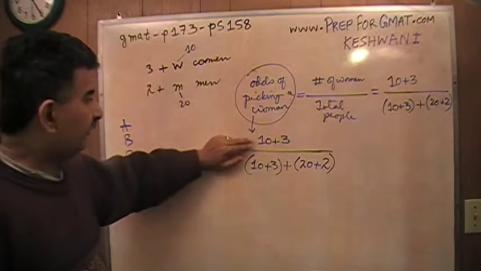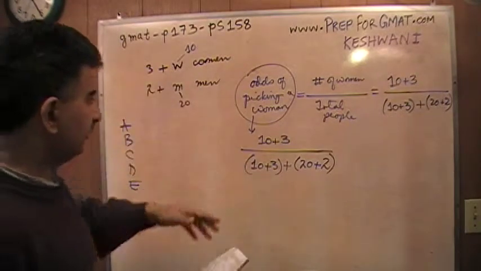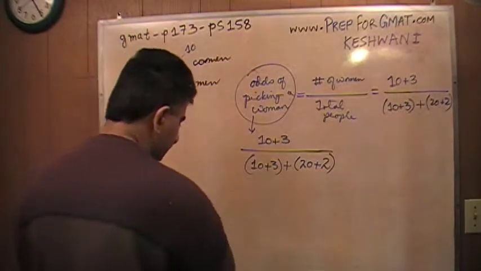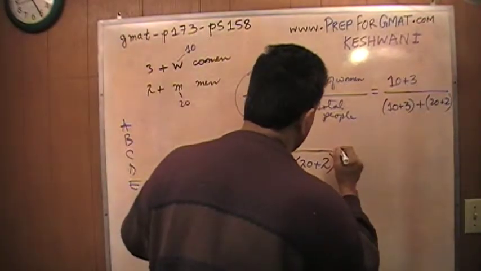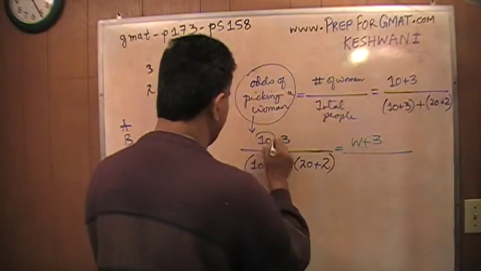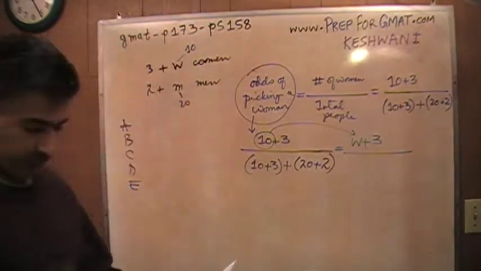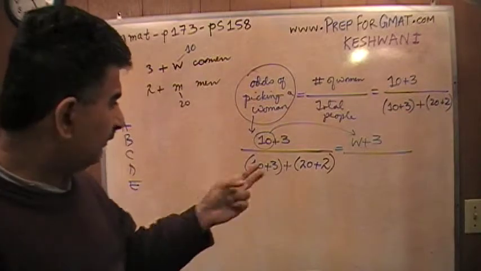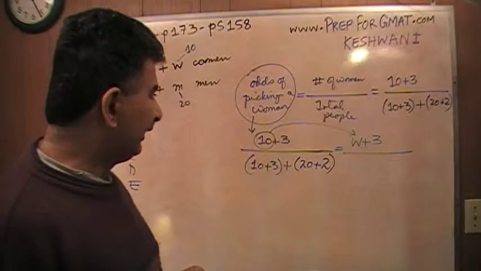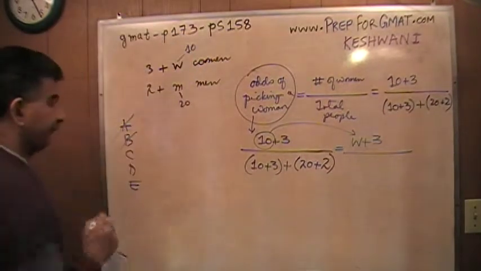The very first thing I notice here is that on the top I have 10 plus 3. 10 represents the W, and then 3, so basically on the top what we have is W plus 3. W is your 10. Let's look at the answer choices. Any answer choice that does not meet this criterion, which is the fact that it has to have 10 plus 3 on the top, W plus 3 on the top, is not the right answer. Immediately I can cross out A and B.